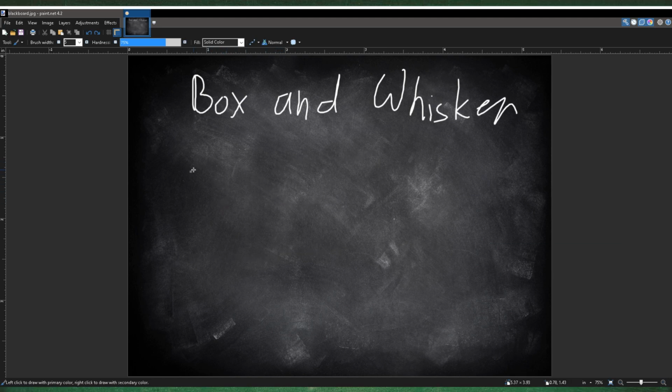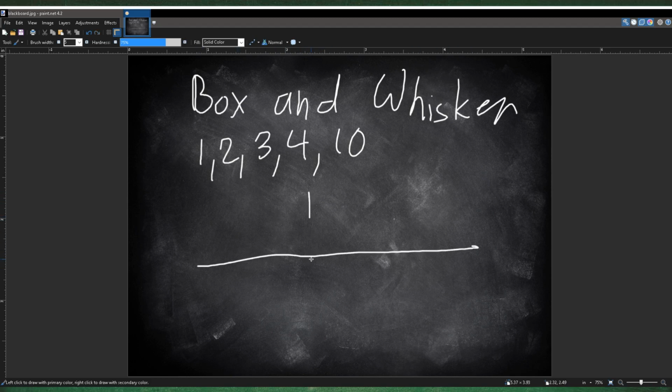We have a data set like 1, 2, 3, 4, and then 10, right? Then you draw... let's put another 10 in here. Actually, we'll just keep it like this. So the median is at 3. So right here we put 3.